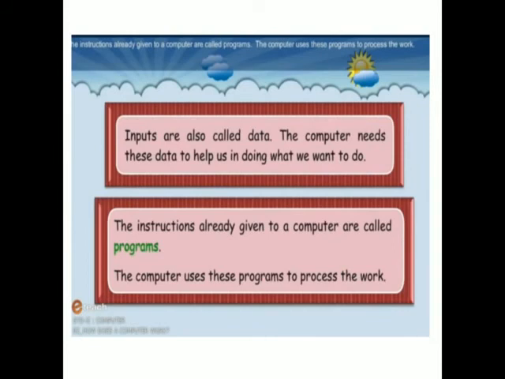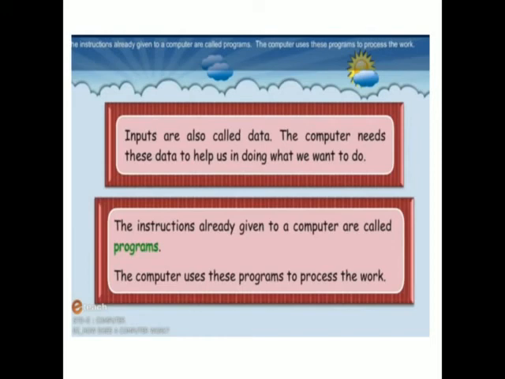So students, input is also called data. The computer needs this data to help us in doing what we want to do. The instructions already given to a computer are called programs. The computer uses these programs to process the work.